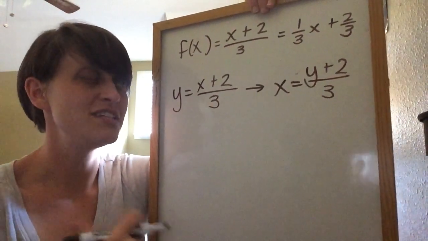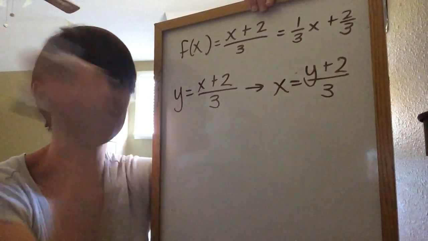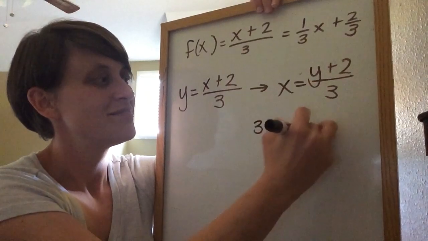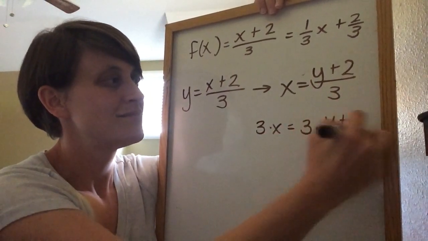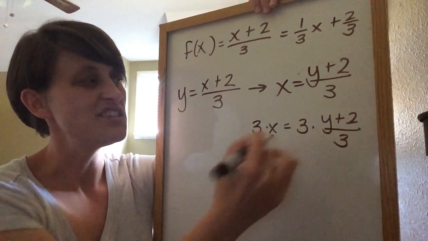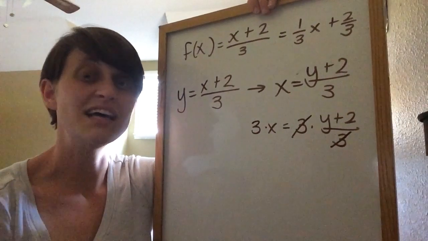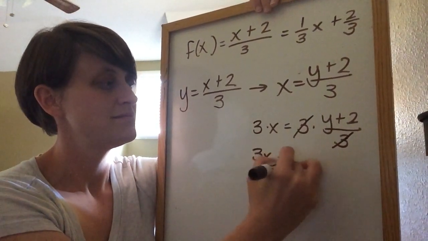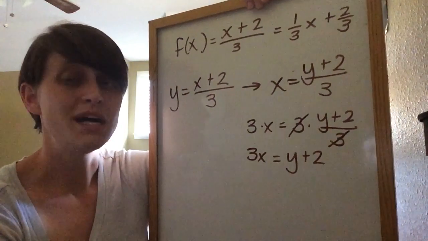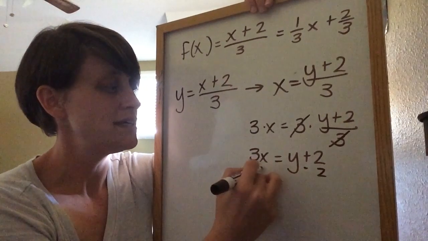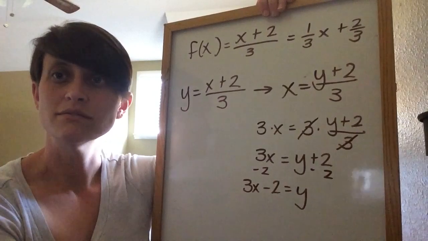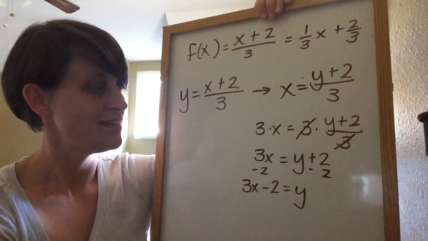Now, what I would do first here, I don't like denominators in my equation. So I'm going to first multiply both sides by 3. Which I'm perfectly allowed to do. It complicates this side just a little, but it certainly does make this side a lot easier. And now solving for y is pretty simple. We're going to subtract 2 on both sides. And there we go. There's the inverse function, 3x minus 2.